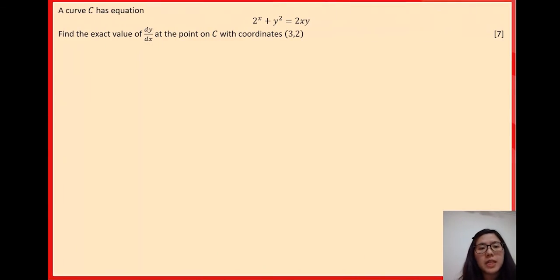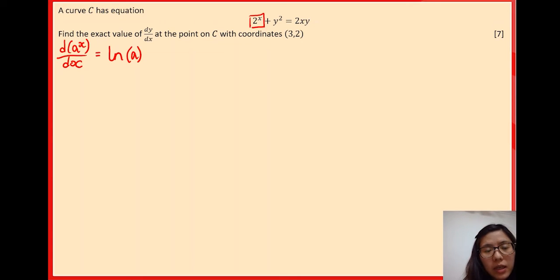A curve C has an equation of 2 to the power of x plus y squared equals 2xy, and they want you to find the exact value of dy by dx at the coordinate (3, 2). If you want to differentiate 2 to the power of x, you need to remember the general form for differentiating an exponential such as a to the power of x: you take the natural log of the base and multiply it by a to the power of x again.